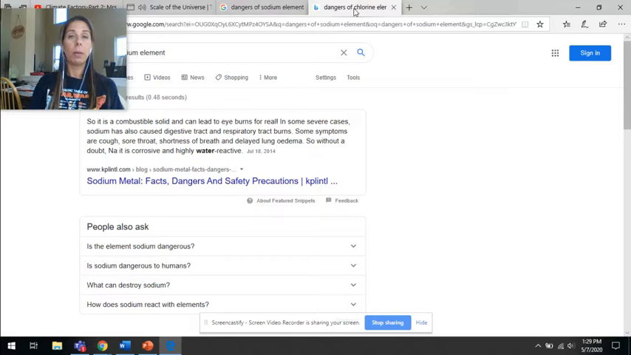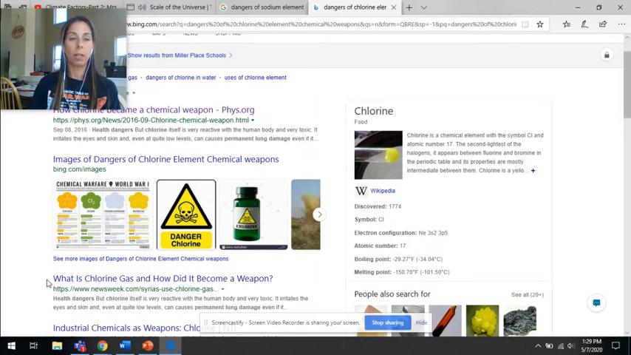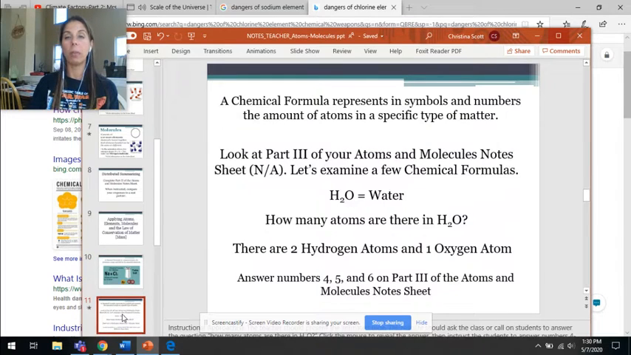Now, chlorine by itself is something you've also used in pools, and if you have too much of it, it's very dangerous. It produces a gas, and has unfortunately been used for some chemical weapons. Down here you can see the health dangers: very reactive to the human body, it irritates eyes, skin, and throat, and can cause permanent lung damage. But if you combine these two elements together, you get salt, as you can see right there. They neutralize each other, and it produces sodium chloride, which is beneficial for us as table salt.